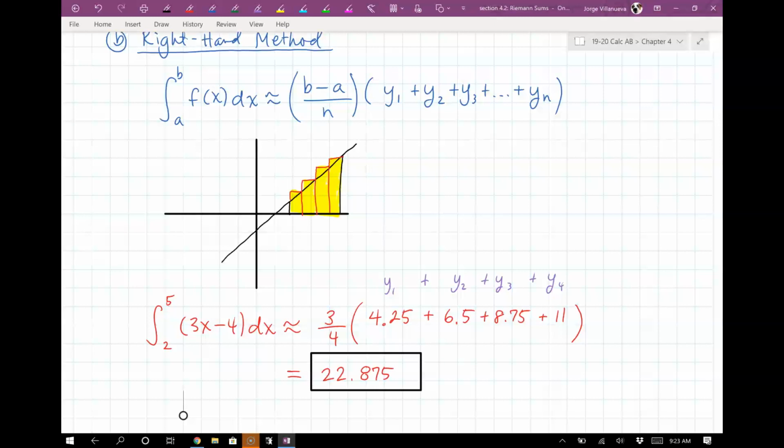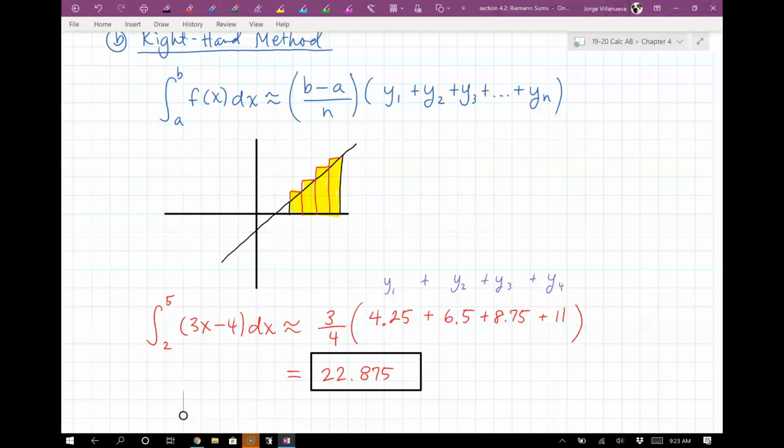Notice, left-hand method starts with y sub 0. It ends at y sub n minus 1. It ends early. Right-hand method starts later. So it doesn't start with the 0th term. It starts with the first term. And it ends at exactly the nth term. Okay? And all the values, y1, y2, y3, y4, all those values came from the previous work.